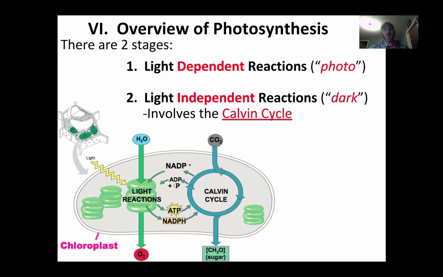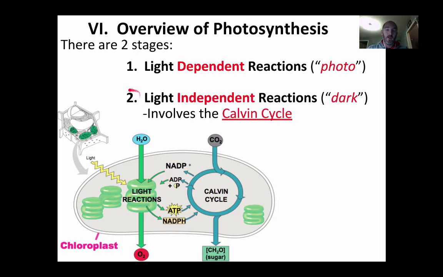So in this video, we're going to be looking at an overview of photosynthesis. Just be aware that there are two main stages or reactions when we look at photosynthesis. The first one is the light-dependent reaction, sometimes called the photo reaction. It's where the photo in photosynthesis comes from. It can also be considered the light reaction because it requires light.